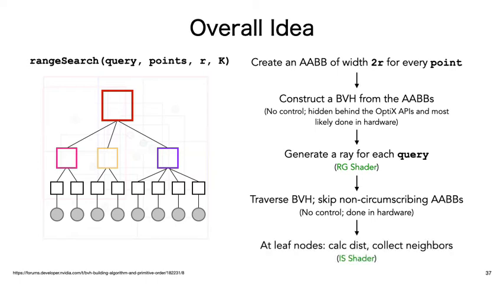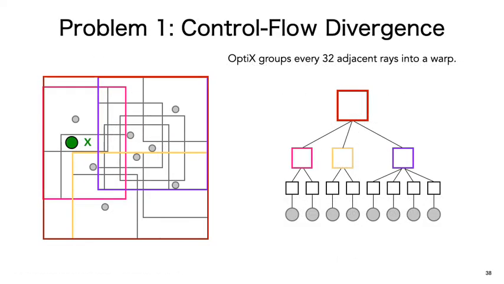When we get to the leaf node, we can then calculate the distance between the query and the point, essentially allowing us to gather the neighbors. And we can keep traversing the tree until we finish finding all the neighbors. If you were to just implement this, it would actually lead to very slow performance for 2 main reasons.